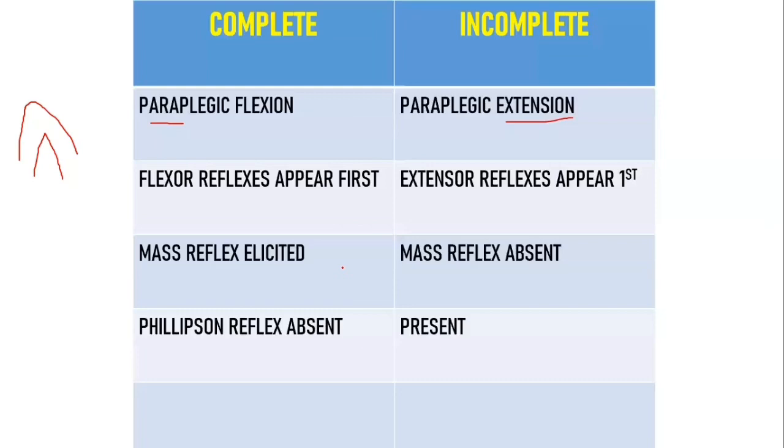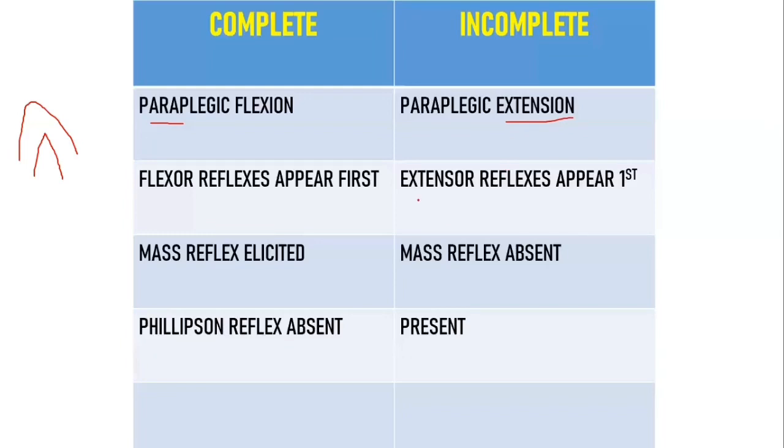So automatically your urine or your bowel can be emptied. Mass reflex can be elicited only in case of a complete transection, but not in incomplete transection. Next, Philipson reflex absent, Philipson reflex present. What is this Philipson reflex?